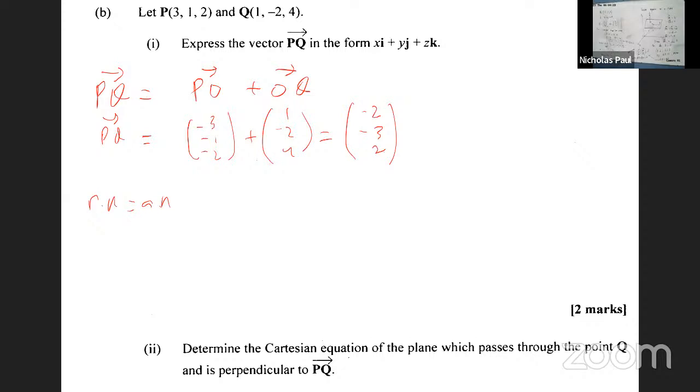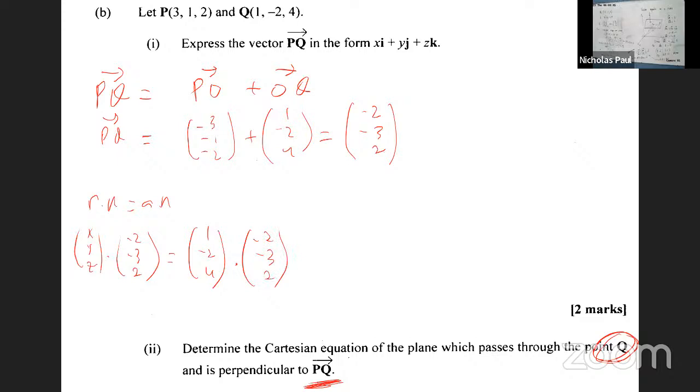Right, so r is x, y, z, and n is the perpendicular vector. They said it's perpendicular to PQ. So you write in PQ, -2 -3 2, is equal to a. a is the point Q, right? They gave it a here. So that's 1 -2 4. And then n is equal to -2 -3 2.